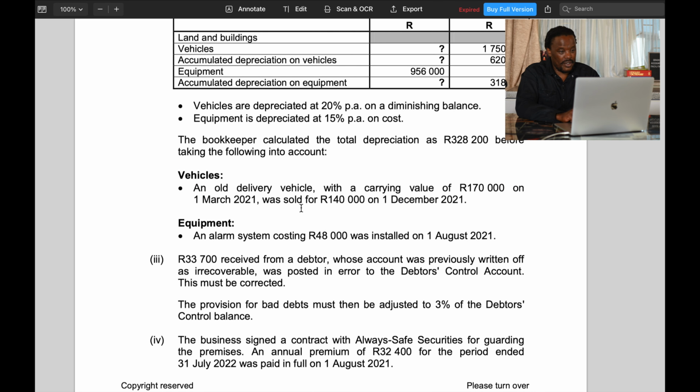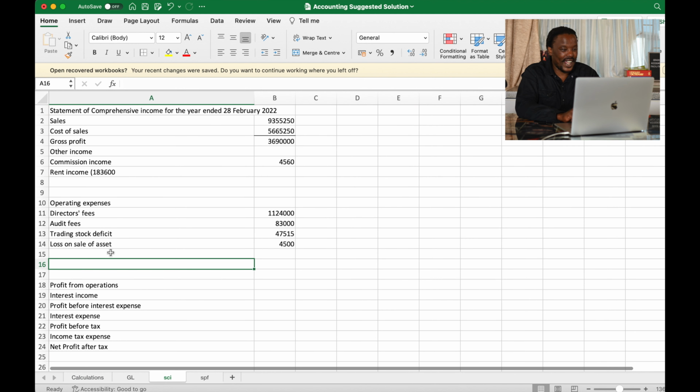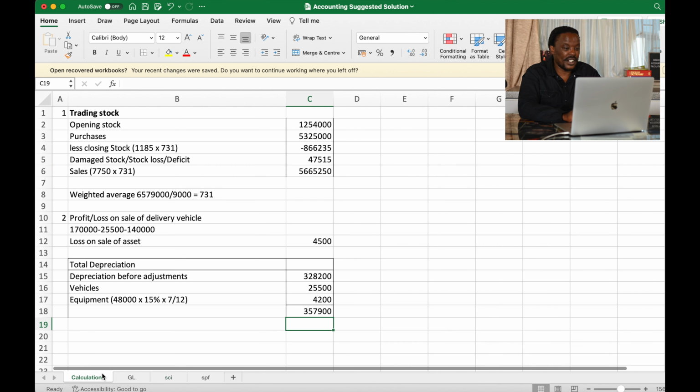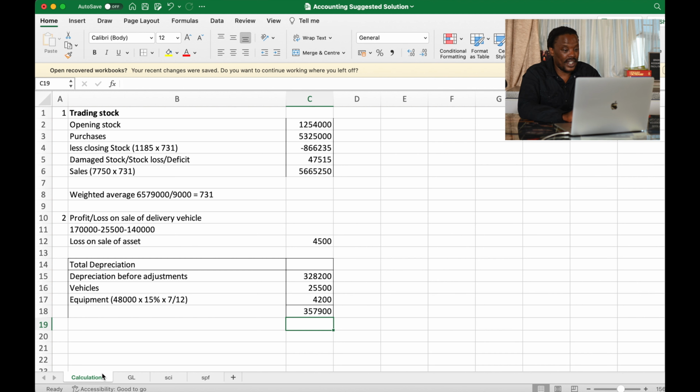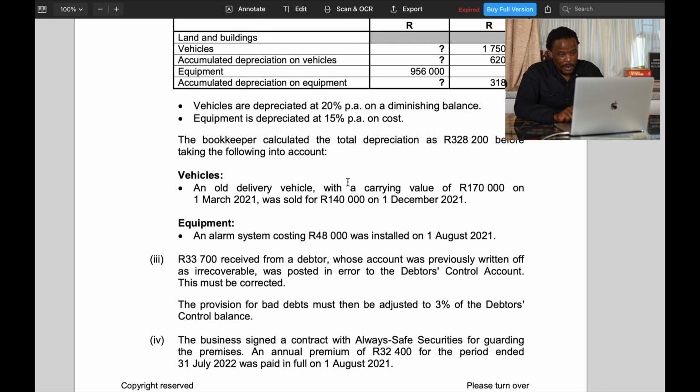You look at, you have the depreciation for equipment, you have the depreciation for vehicles. Now, operating expenses under statement of comprehensive income, you have what we call depreciation, and it's already calculated. So you just transfer this amount, 357,900, and then you carry on. You've now answered the concept of depreciation. You are happy with that concept.